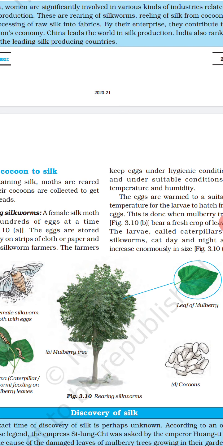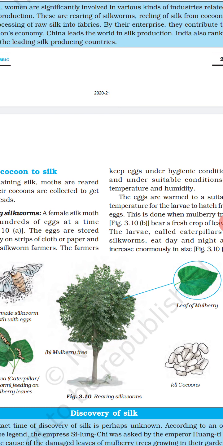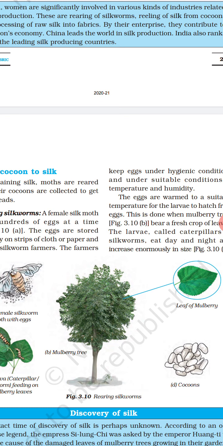Then the process of taking out threads from the cocoon for use as silk is called reeling the silk. Like the reel of thread in your home, reeling the silk. Reeling is done in special machines, which unbind the threads or fibers of silk from the cocoons. Silk fibers are then spun into silk threads, which are woven into silk cloth by weavers.